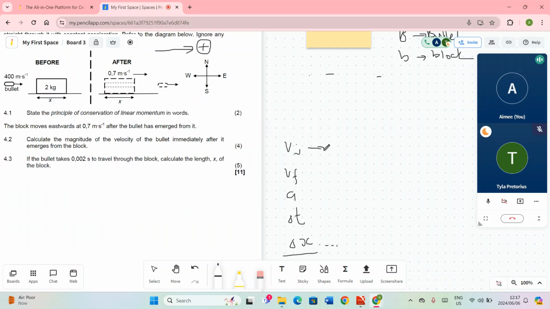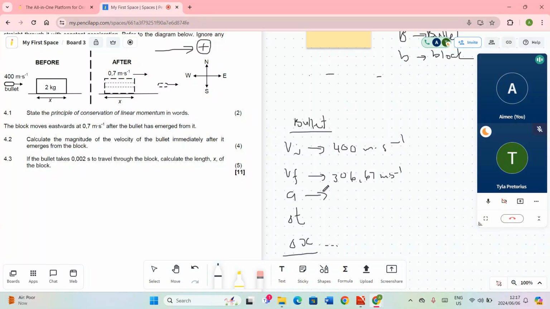Okay, VI, what is VI? VI is 400. Remember, now we're working with the bullet, because we are looking at the bullet moving through the block. So what is the initial velocity of the bullet? It's 400 meters per second. The final velocity of the bullet is what we just calculated. So it's 306.67 meters per second.